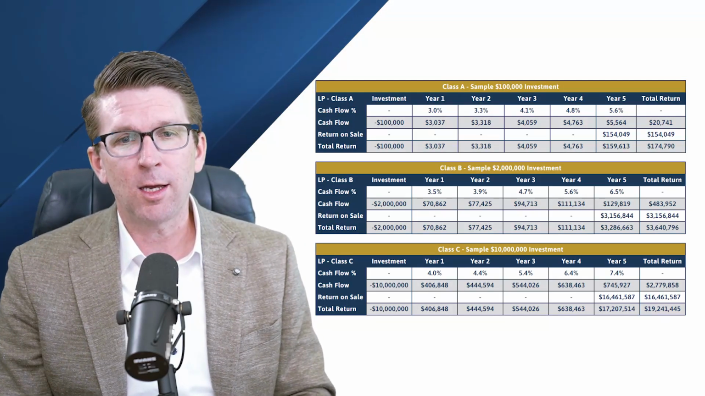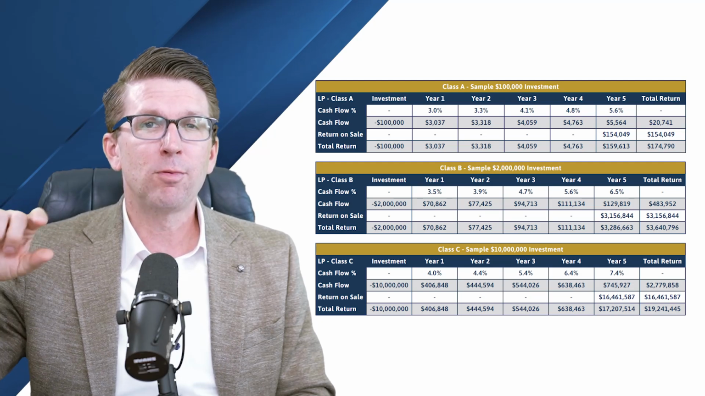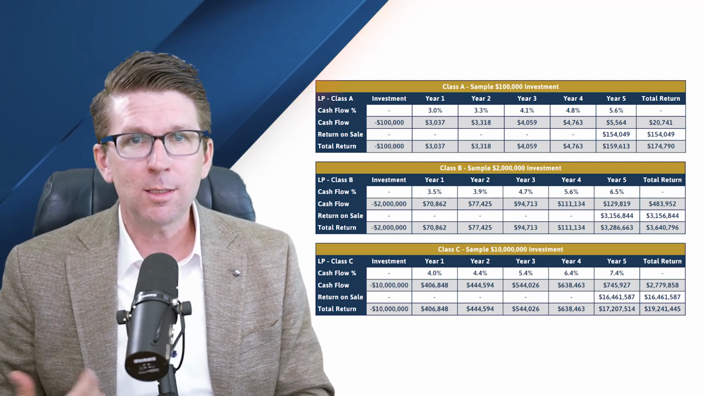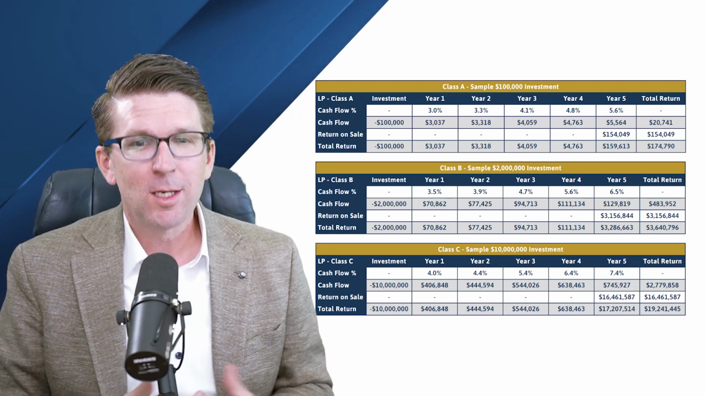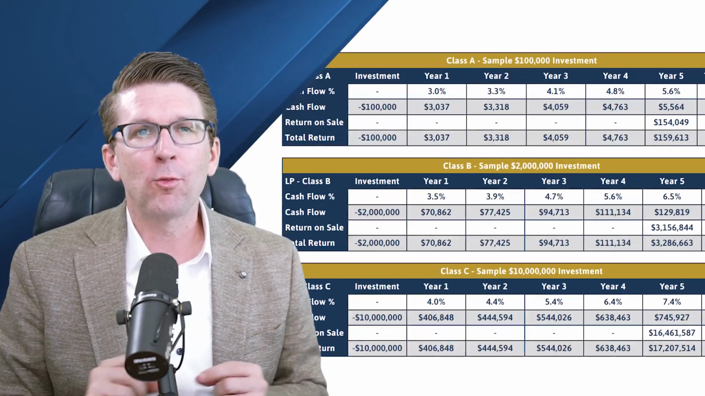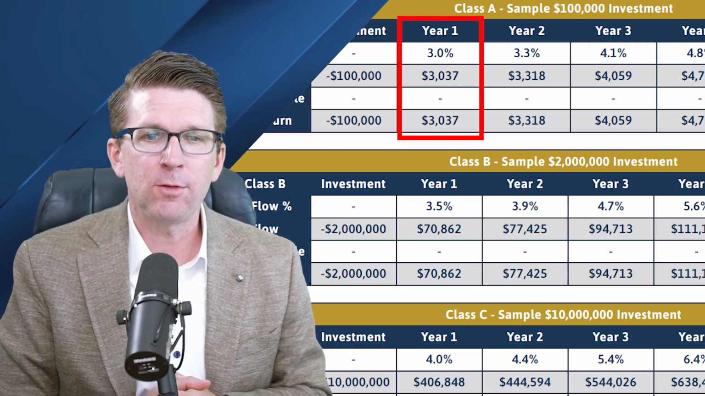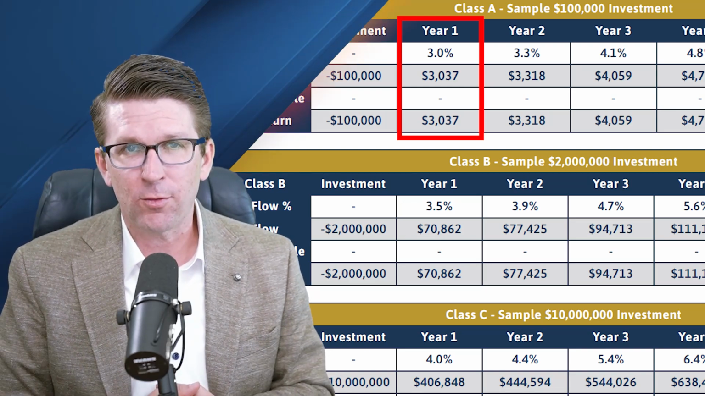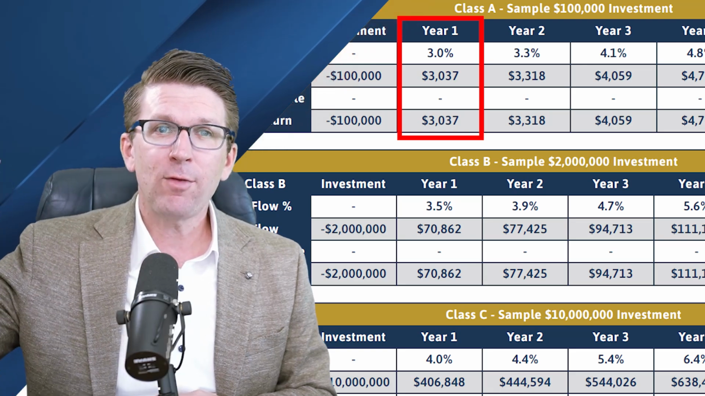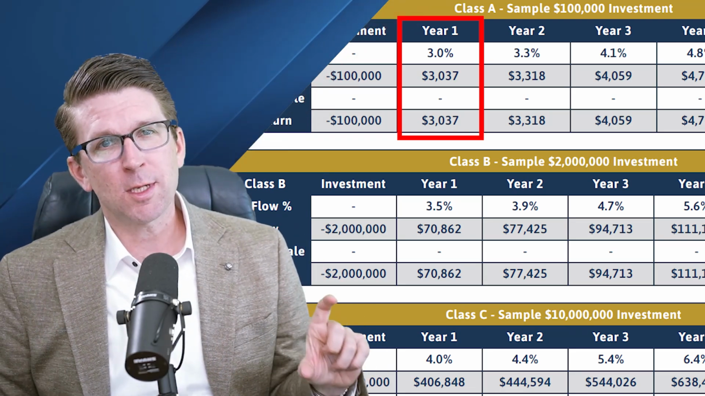Now, if you skip to the next page, on page 5, you'll see at the very top column, there is a breakdown of the expected distributions that the investment will actually produce. So you can see in year 1, we put 3%. So on a $100,000 investment, the investor will receive roughly $3,000, actually $3,037, in that first year. So again, they have a 6% preferred return, but only get 3% cash flow.